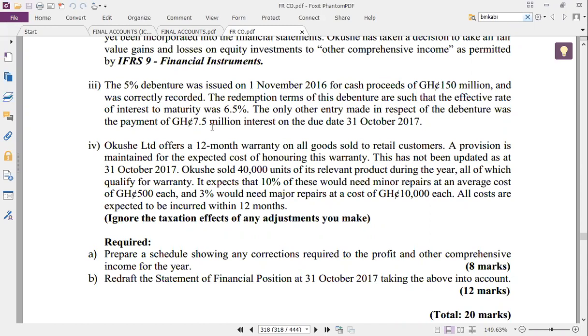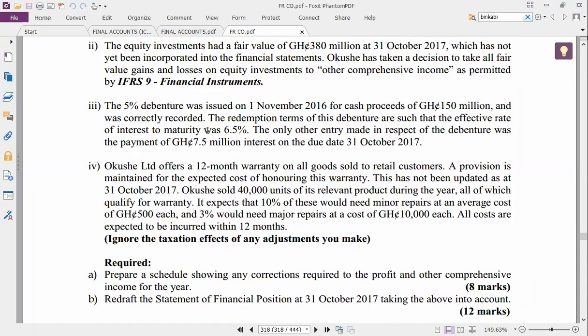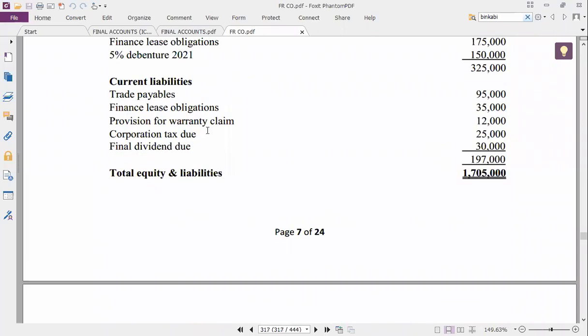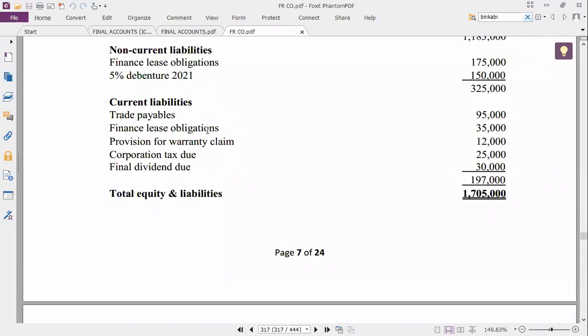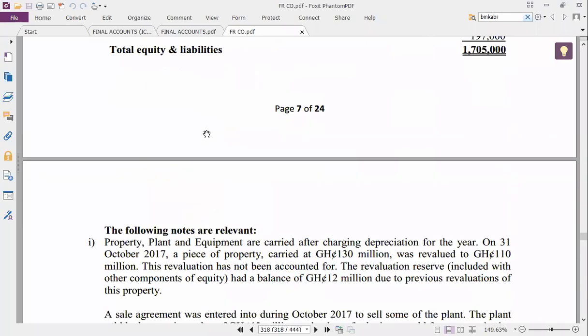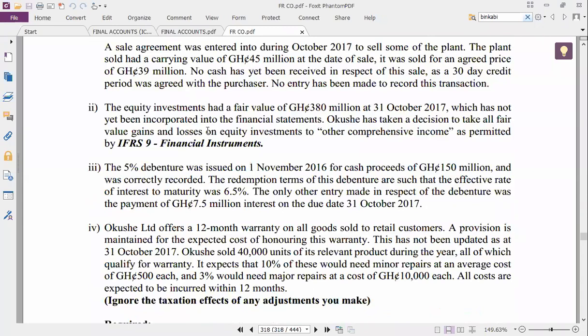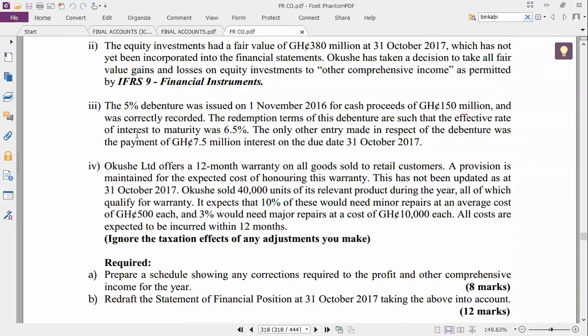So it means that you have to find the effective interest rate, which is 6.5% times the 150, and find the difference between that one and this, and then put it in, pop it up in the place. If you check the current liability, did you see interest in there? It has been taken into account, so that is all. It has been recorded correctly. So take note of that particular note. We are done with this note, the finance cost on it.